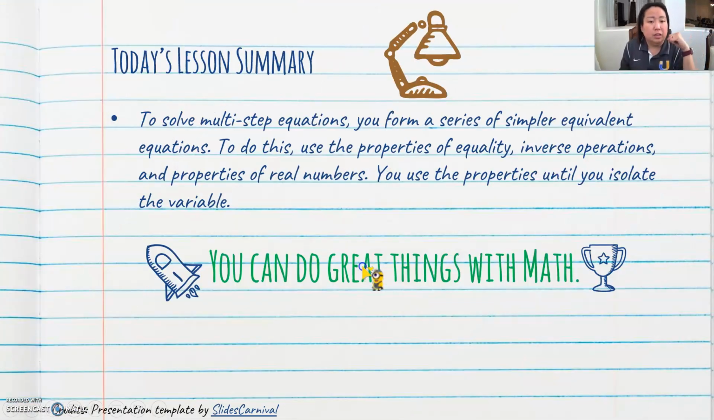All right. And so, to summarize, when solving multi-step equations, you have to form a series of simpler equivalent equations. And so to do that, you make sure you use the properties of equality, inverse operations, and properties of real numbers, okay? So make sure that you use those properties until you isolate the variable, all right?